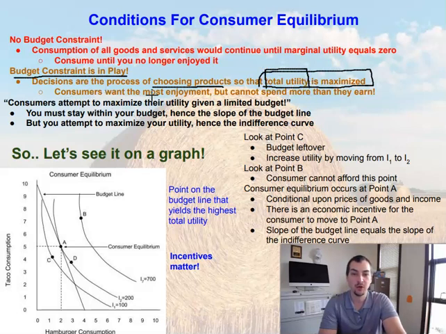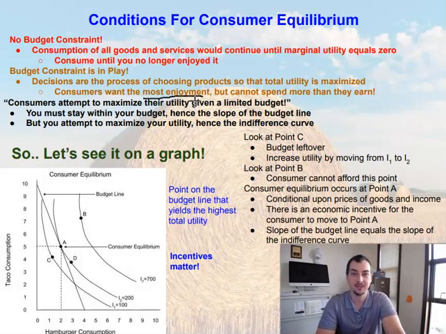So consumers want the absolute most enjoyment, but they cannot spend more than they earn. We maximize our satisfaction given a budget. So whenever you're making decisions in life, you're going to be deciding what gives you the most satisfaction with what you can afford. So that's where it comes in if we're bringing the budget constraint and the indifference curves in.